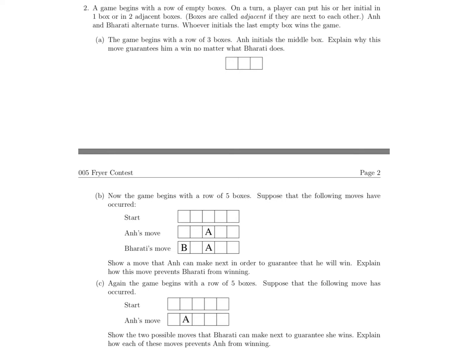All right. Well, that's the first move, right? So let's say Bharati goes here. Then you have a B there, A here. Then the next move would be A, and A would win. Now let's say we have a slightly different scenario. A goes first. B this time puts the initial there. Well, then A can just put their initial right there. And then, as the question says, whoever initials the last empty box wins the game. So in both scenarios, Anne will win the game.